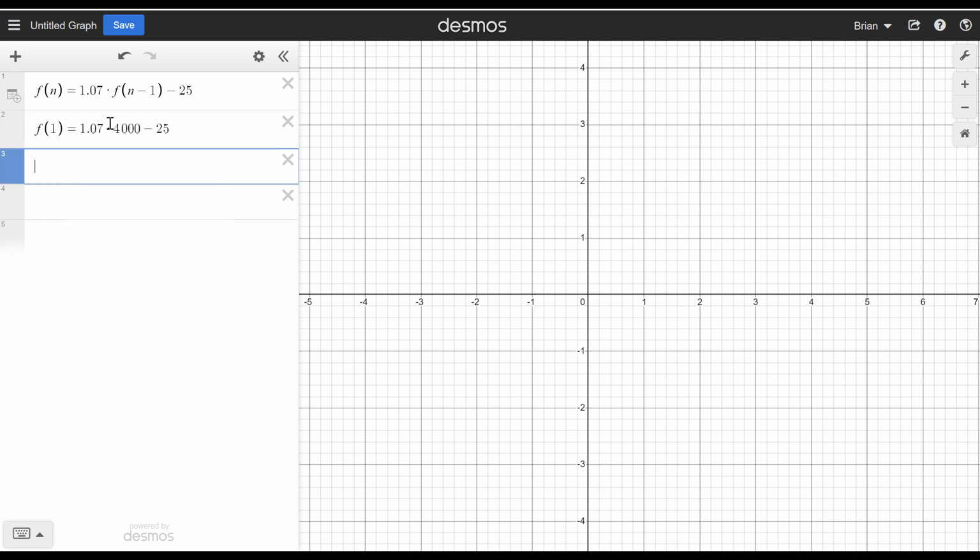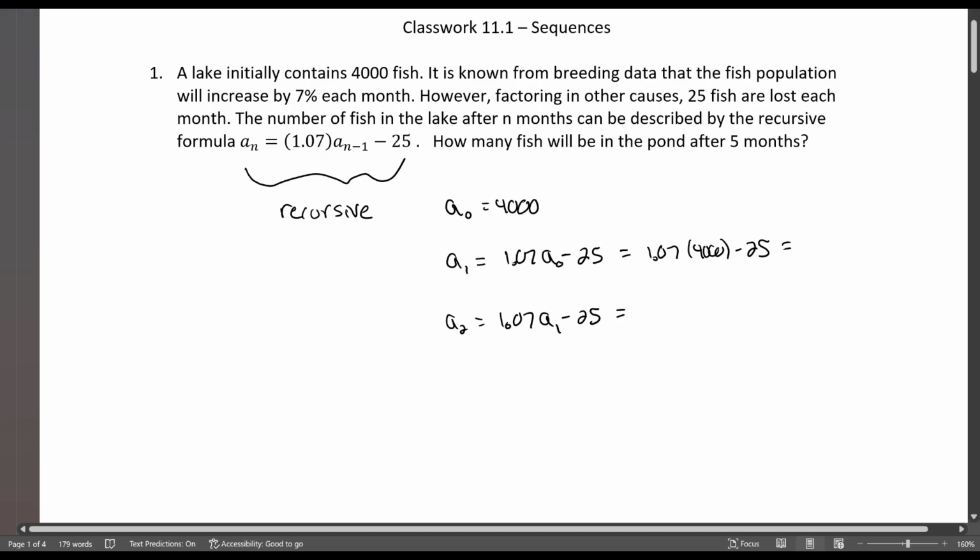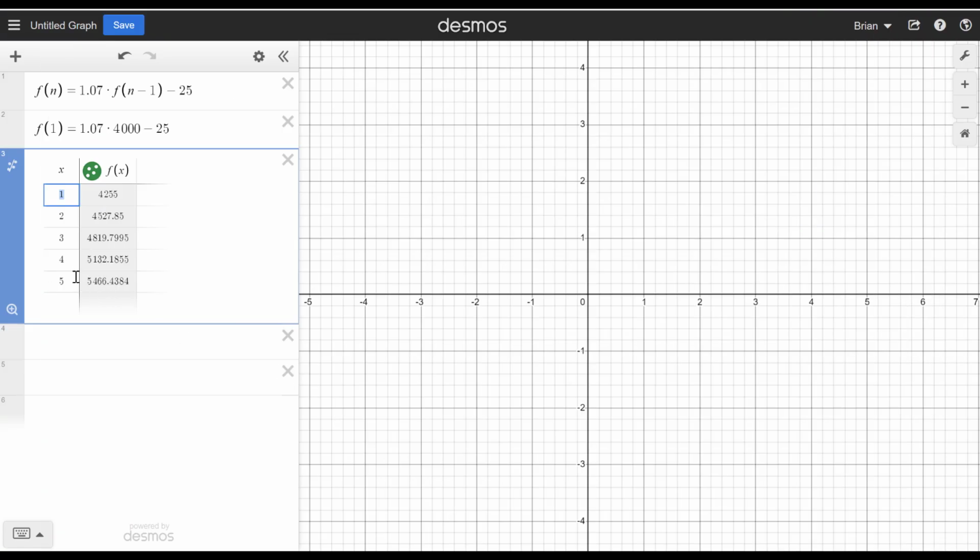So when I add that base case, I'm going to come over here to the left and click to create a table, and it's going to create a table for me showing me how many fish are in the lake after month n. So to answer the question that we were being asked here, it was how many fish were in the pond after 5 months. So then we would look at n equals 5, and we would say 5,466 fish approximately in the lake at the end of 5 months.